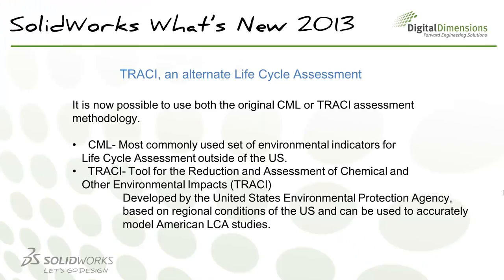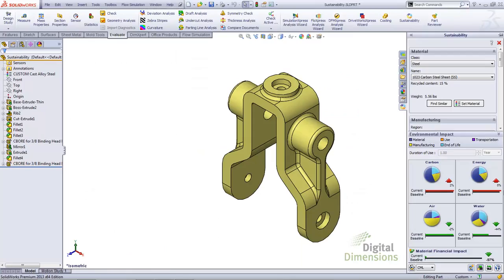The next enhancement I want to cover is the fact that we can now use the TRACI assessment methodology, also known as TRACI, starting in 2013. We can still use the original CML assessment methodology, which is still the most commonly used assessment methodology outside of the United States. To access and change the assessment methodology, simply go into your Sustainability Property Manager and hit the pull-down menu at the very bottom of the interface.